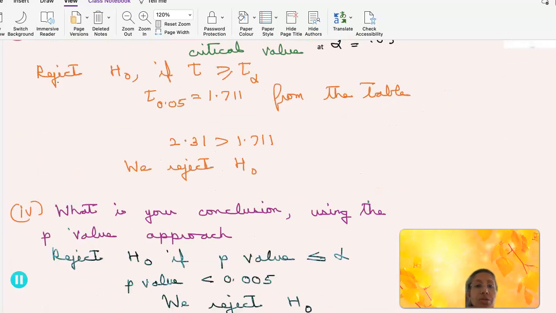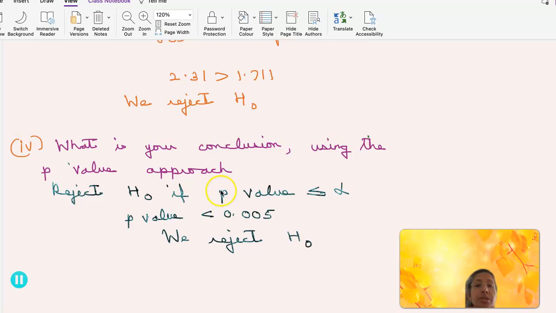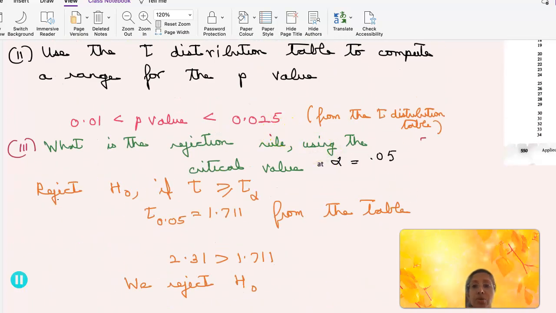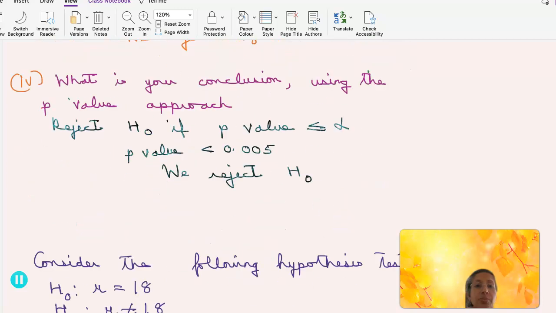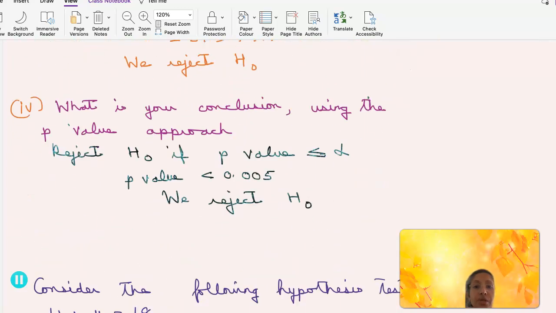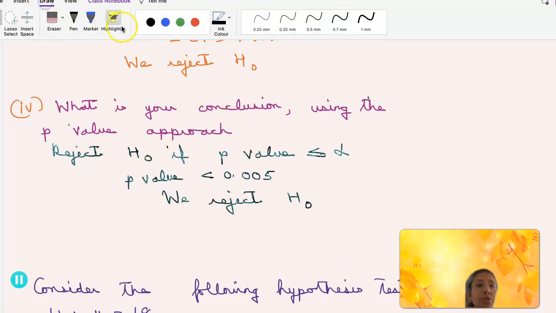What is your conclusion using the p-value approach? Using the p-value approach, we reject H0 if p-value is less than or equal to alpha. Your p-value you just calculated is less than 0.025, so alpha is 0.05, sorry, it is less than 0.05. So we reject H0.